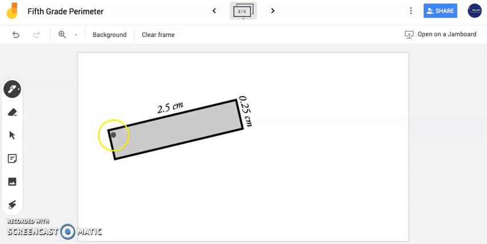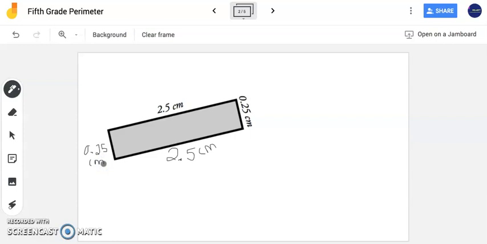So part of a rectangle is that we know when we're given a rectangle, if we're given a length of 2 5/10 centimeters, the opposite side is also 2 5/10 centimeters. So notice 2 side lengths will be exactly the same. And if I know here that my width is 25 hundredths, then I know that this side length is also 25 hundredths centimeters as well. Now, the next step here is you need to add all 4 sides.